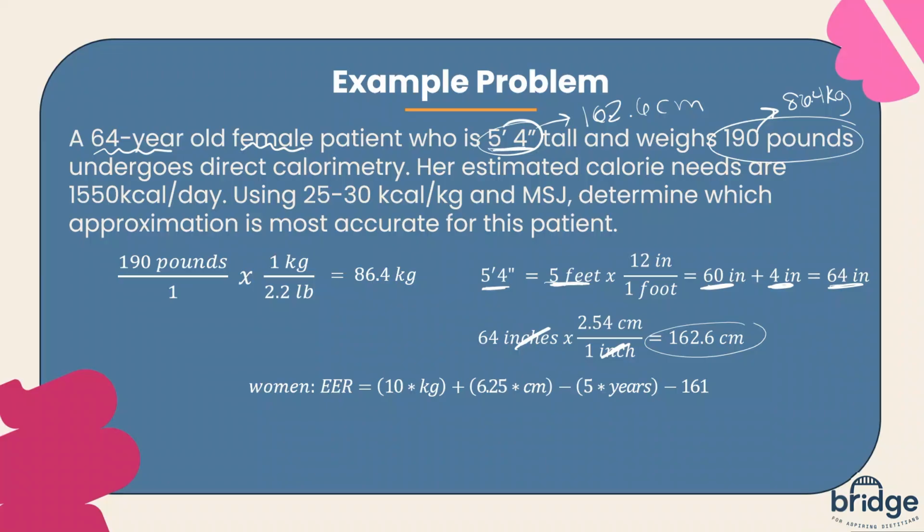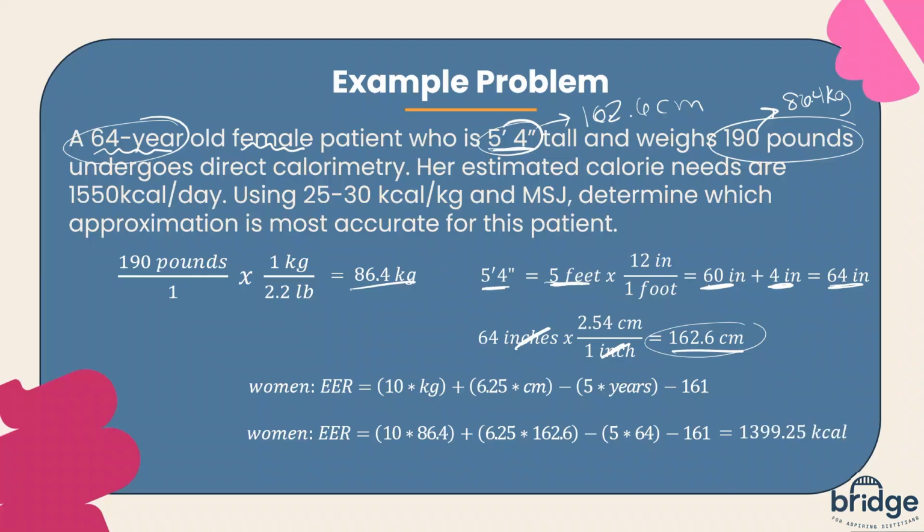MSJ says that you can estimate the energy needs by multiplying 10 by the weight in kilograms, 86.4, adding 6.25 for every centimeter, and subtracting 5 for the number of years. And then for women, subtracting 161. So we'll take 10 times 86.4, plus 6.25 times the height in centimeters, subtract 5 times her 64 years, and then subtract 161 from the end. We get 1,399, which is far closer to the 1,500 kcals per day that were measured using direct calorimetry. Far less than the 25 to 30 kcals per kilogram.